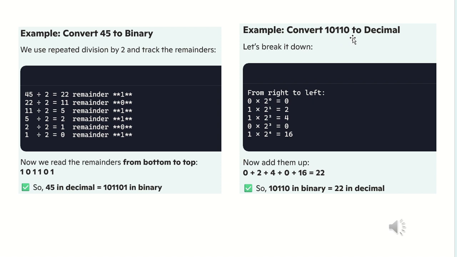Now we multiply each binary digit by 2 to the power of its place value. For example, 0 into 2 to the power of 0, because this 0 has the place value of 0. Next, 1 into 2 to the power of 1, and so on for the entire binary value. Then we add the multiplied values and we get the decimal number. So for this binary value, the decimal number is 22.